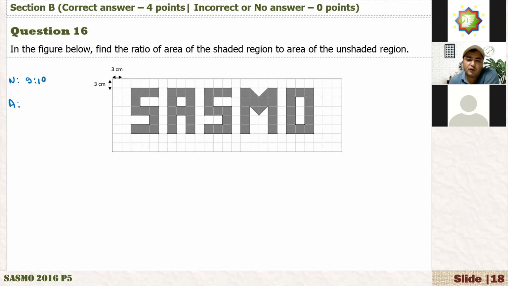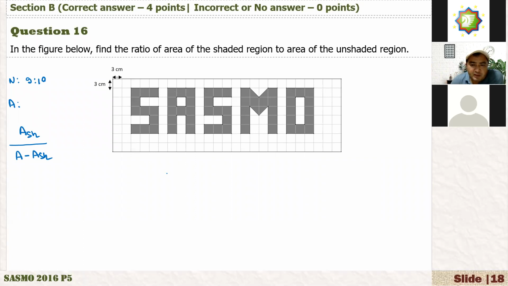So what is the question here? Find the ratio of the area of the shaded region to the area of the unshaded region. Suppose that the shaded region, let me denote this by ASH, okay? And what is the unshaded region? The unshaded region is the area of the whole rectangle minus the area of the shaded region, right? Because if you remove the shaded region, only the unshaded region is left.